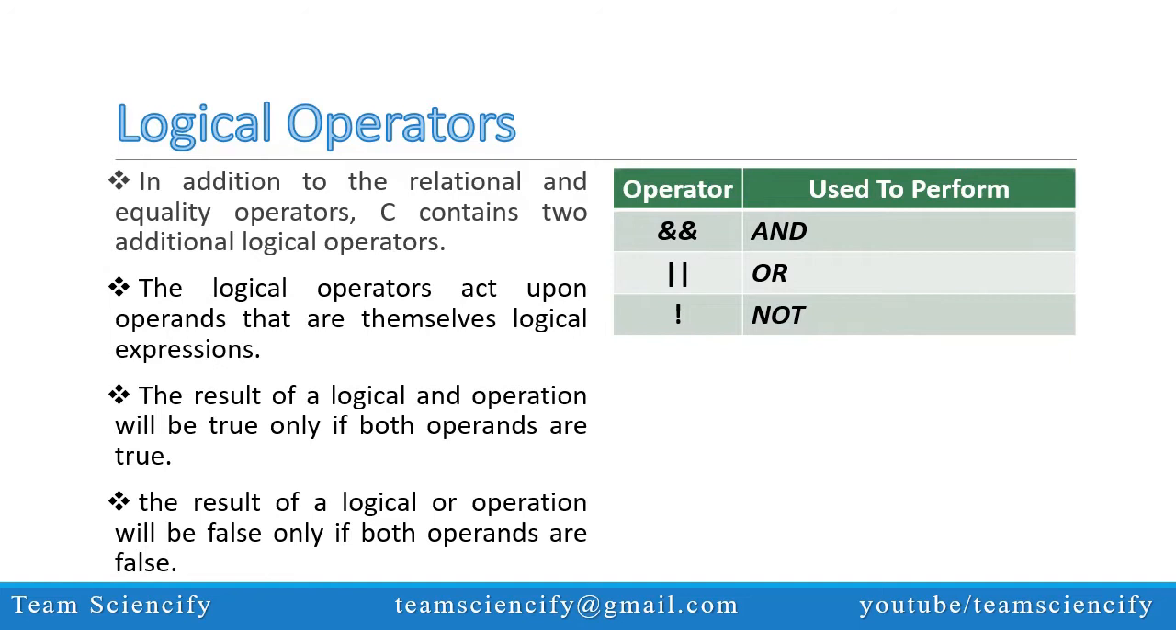For performing the AND operation, we use two ampersand signs in C. For performing the OR operation, we use two vertical line signs in C. For performing the NOT operation, we use the exclamation mark sign in C.